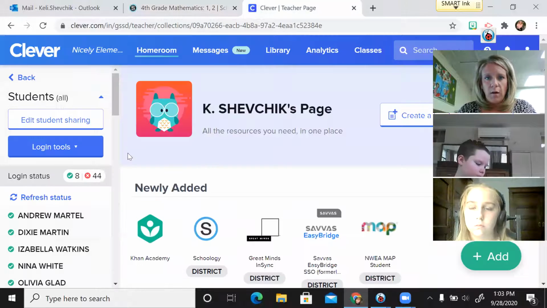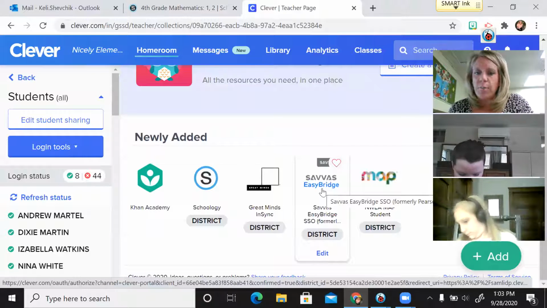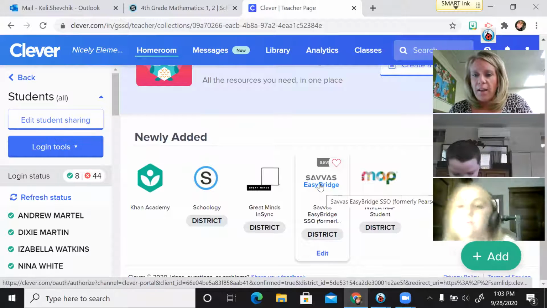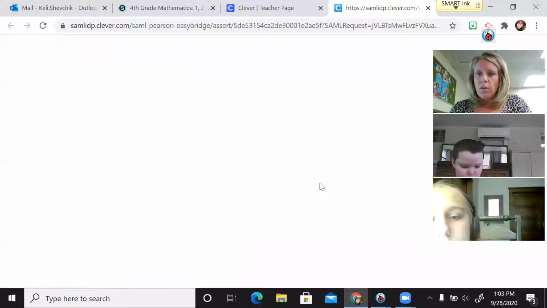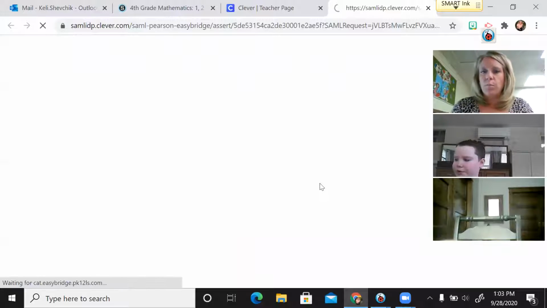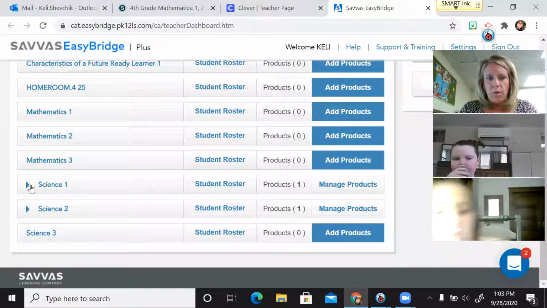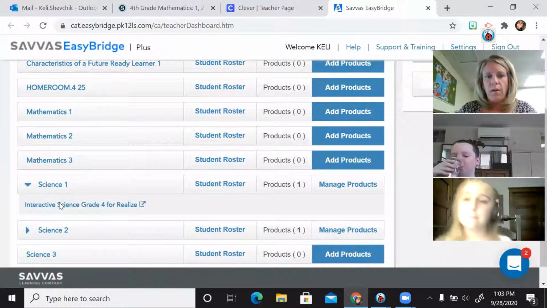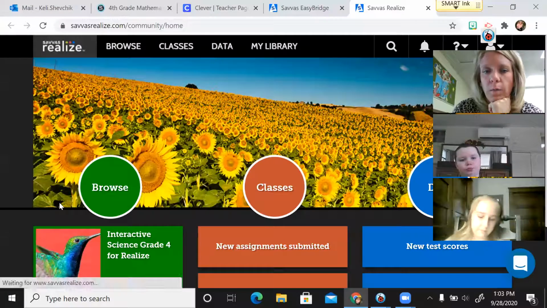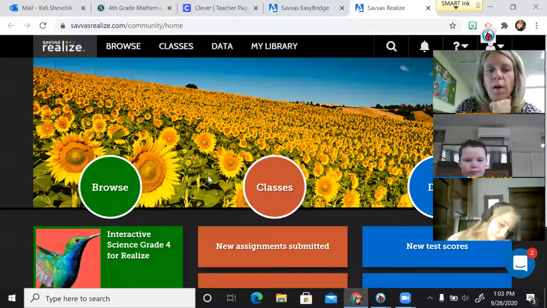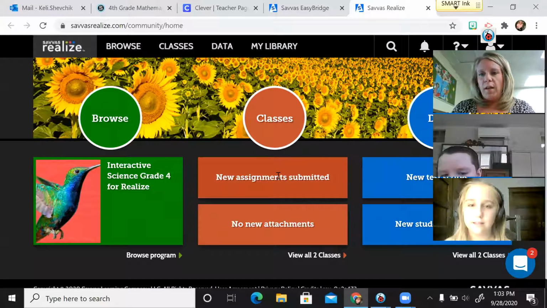But then once you get onto Clever, do you see right here where it says Savvas EasyBridge? That is your science book. So if you click there, you're going to see that you have some assignments posted here. I don't know if it will bring you to this, but you'll be in Science, Interactive Science, Grade 4. I think yours will come right to this page. So it will tell you what assignments you need to do right in here.